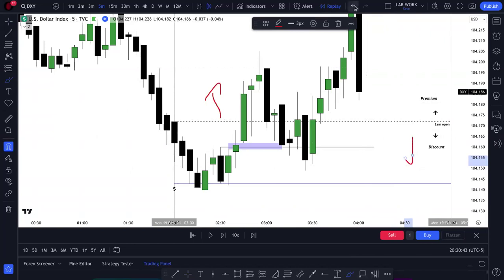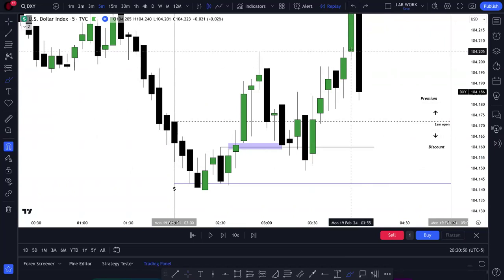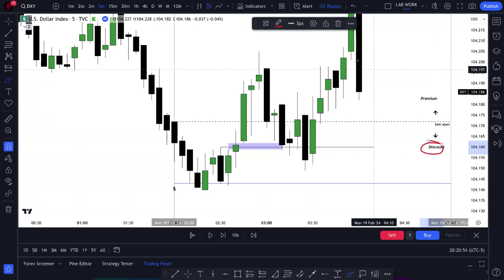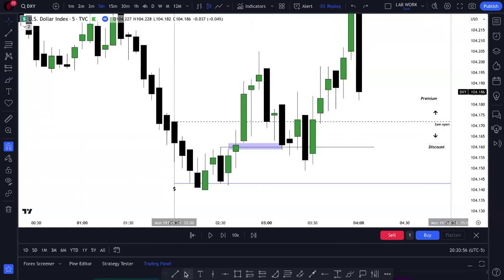This is something I did struggle with when it came to finding PD arrays early in my career. Where am I buying? Where am I selling? Well, you want to buy cheap every time. Every time you're looking for a buy, you've got to buy cheap. So hopefully that makes sense there.